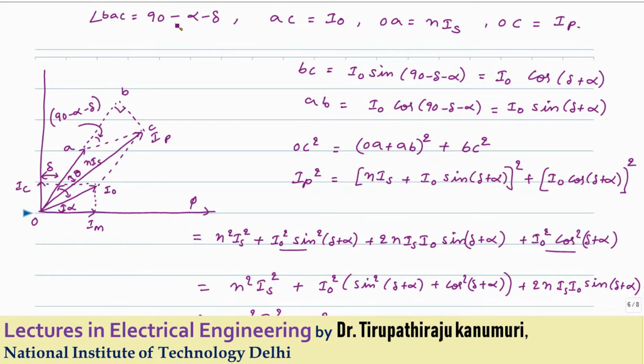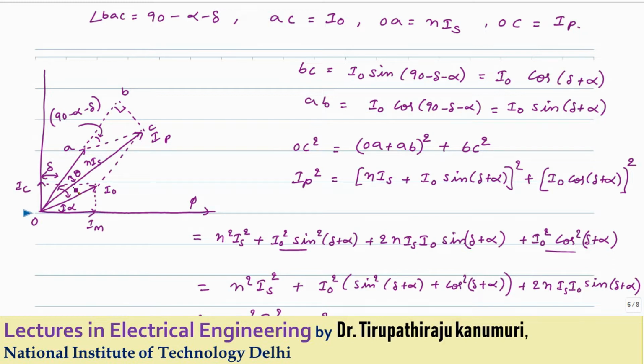So angle BAC is equal to 90 minus alpha minus delta, and the value of AC is equal to I0. The value of OA is N times Is, and the value of OC is equal to Ip. From this I can write the value of BC will be equal to I0 sine of 90 minus delta minus alpha. So this I can write as sine of 90 minus alpha plus delta. Sine of 90 minus theta is cos theta, so this becomes I0 cos of delta plus alpha. Similarly, I can write my value of AB. AB will be I0 cos of 90 minus delta minus alpha, which is I0 sine of delta plus alpha.